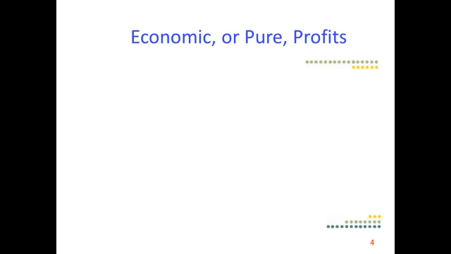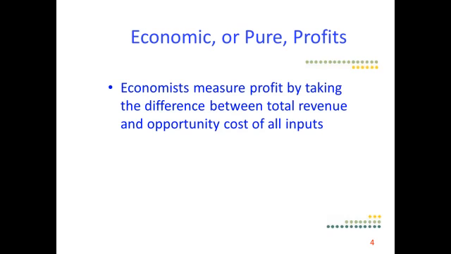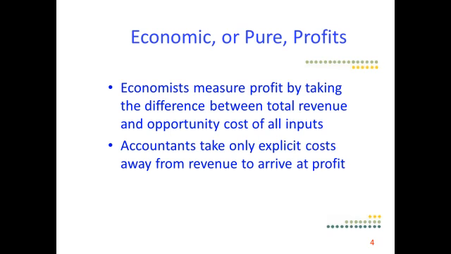So the meaning of profit now depends upon us taking into account all these opportunity costs, because economists measure profit by taking the difference between total revenue and the opportunity cost of all inputs, whereas accountants take only explicit costs away from revenue to arrive at their measure of profit.